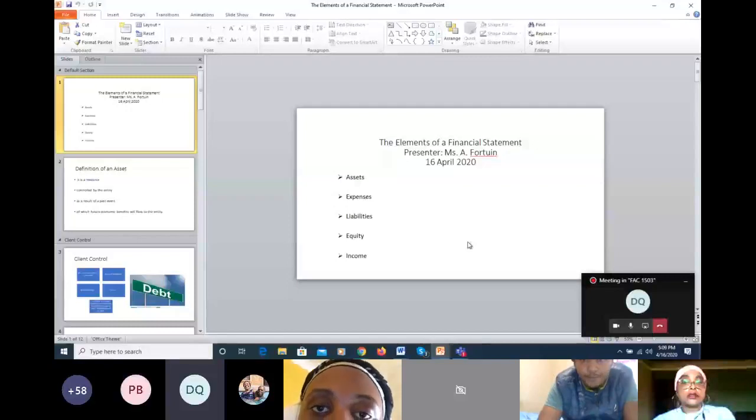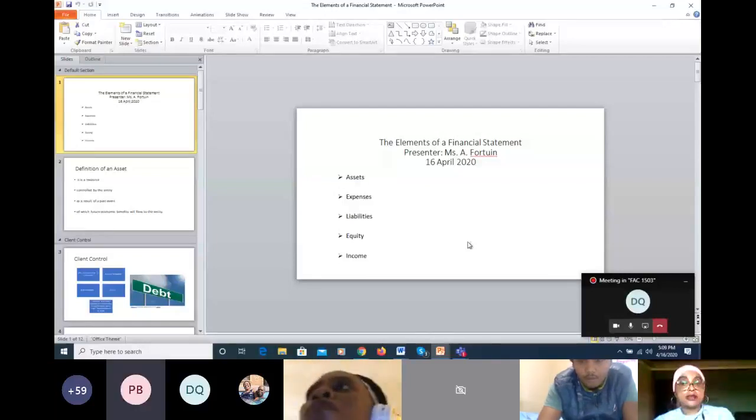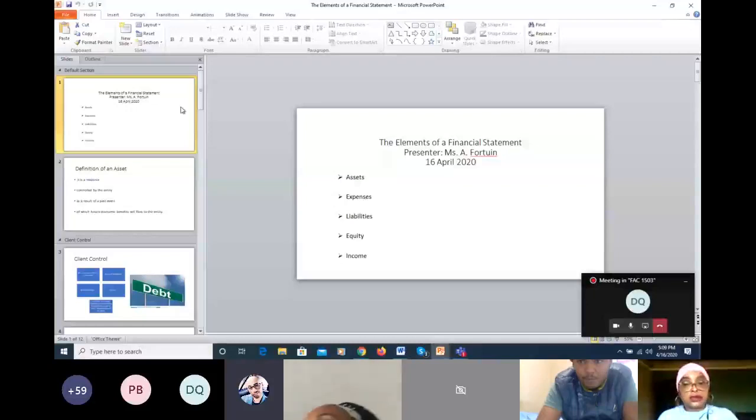Okay, there's 5 elements to a financial statement. They are assets, they are expenses, they are liabilities, they are equity, and they are income. Is that everyone here? Yes.